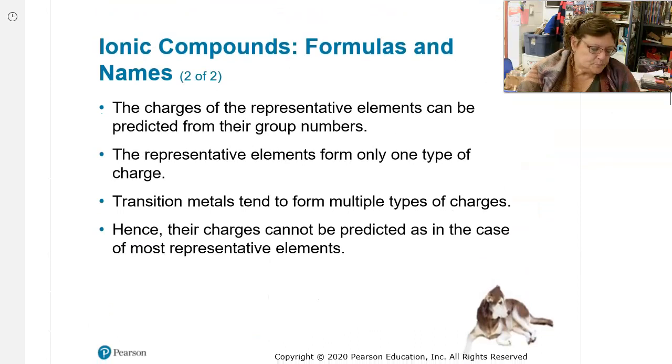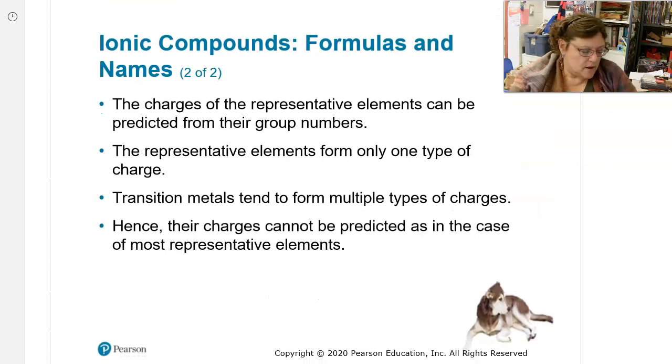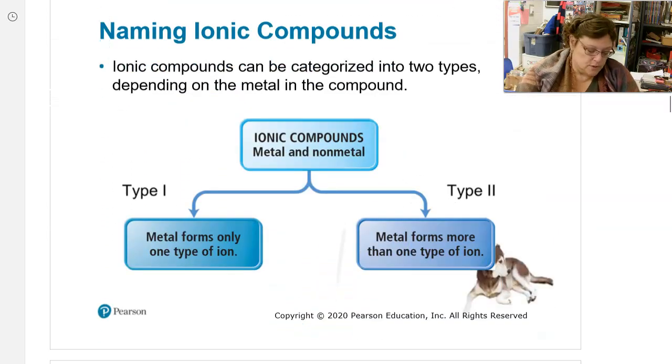All right. The charges of the representative elements can be predicted from their group numbers. That's our happy atom chart. Representative elements form only one type of charge. Transition metals tend to form multiple types of charges. We're going to see that today. And the charges are difficult to predict.